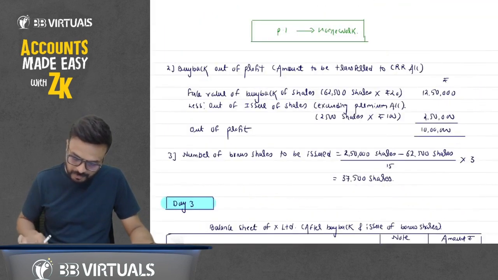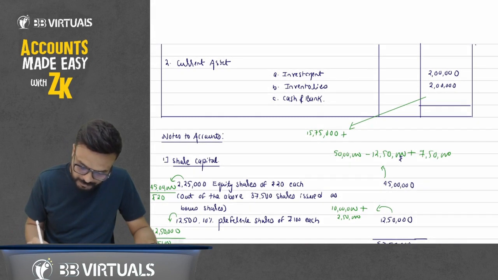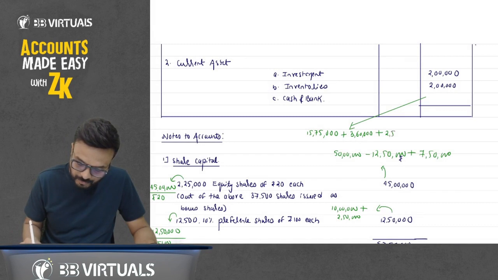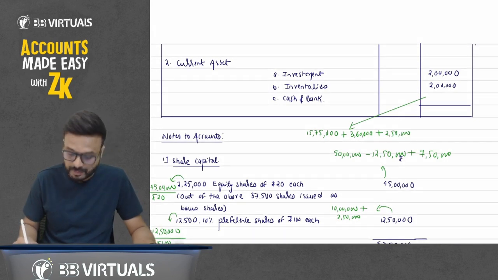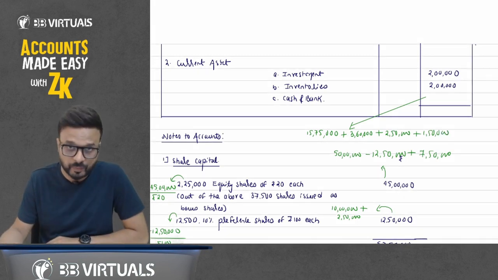First do this. So here 12,75,000 which is given in the balance sheet, 3,60,000 that we have received on issue of debenture, and 2,50,000 that we have received on issue of preference share. On sale of investment we have received 1,50,000.